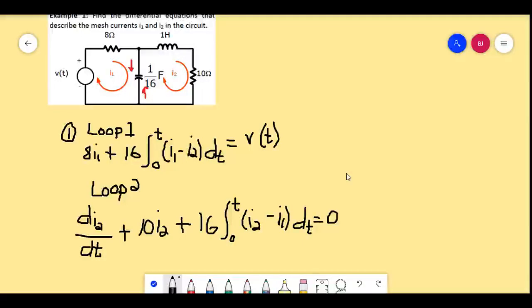So that would be our main two loops. That's actually our first step to represent this as loops in mesh analysis.